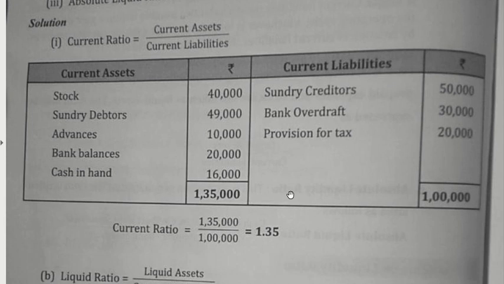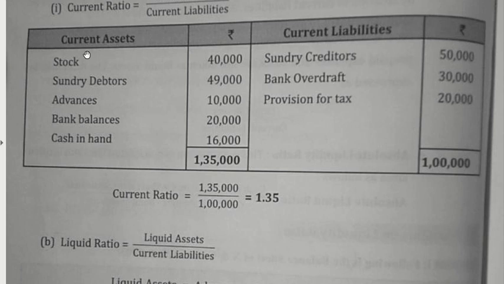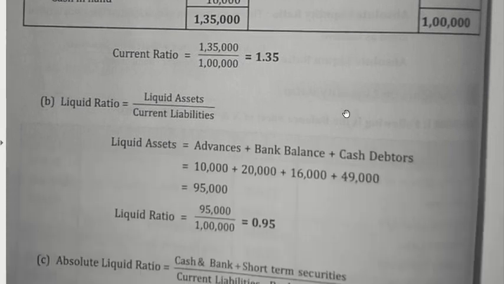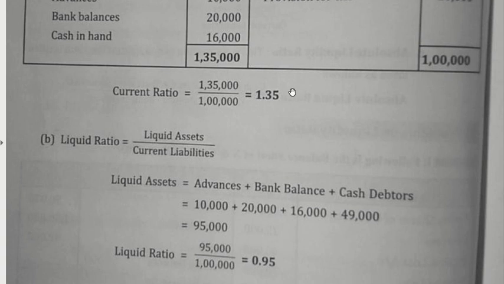So let us start with the solution part. Current ratio, the formula is current assets divided by current liabilities. Your current assets are stock, sundry debtors, advances, bank balances and cash in hand. The total of your current assets is 1,35,000. In your current liabilities, you have sundry creditors, bank overdraft and provision for taxation, which is 1 lakh. So your current ratio is 1,35,000 divided by 1 lakh, which is 1.35.